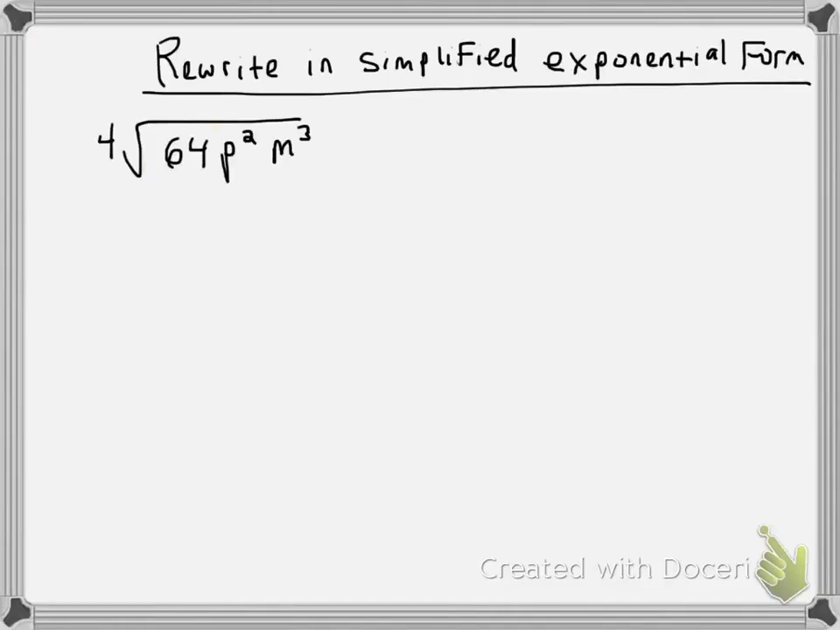All right, so this video is going to be about rewriting in simplified exponential form. What that means is that we're going to have to make sure that we get rid of this radical. So right now it's the fourth root. What I'm going to do first is put my little bit of attention on that 64. I'm going to rewrite this as the fourth root of 64 to the first power p squared m cubed.